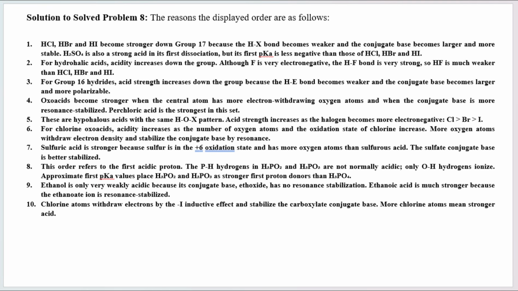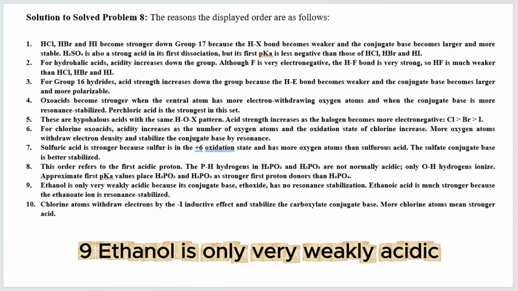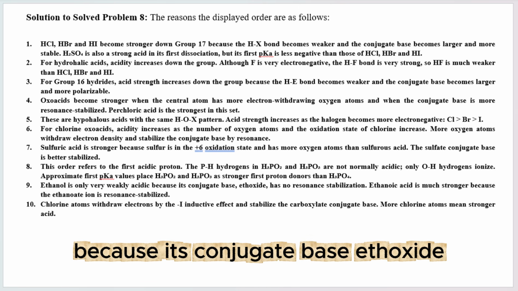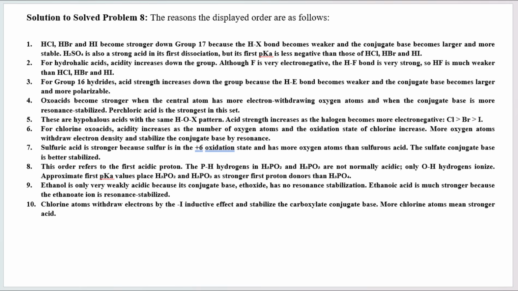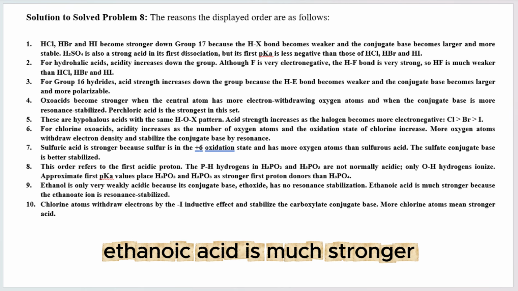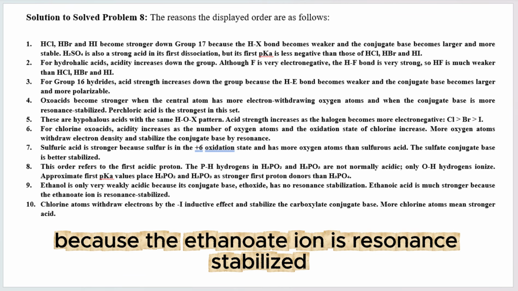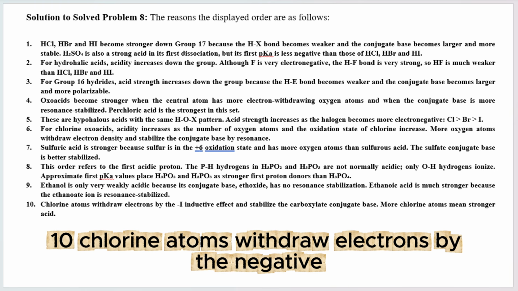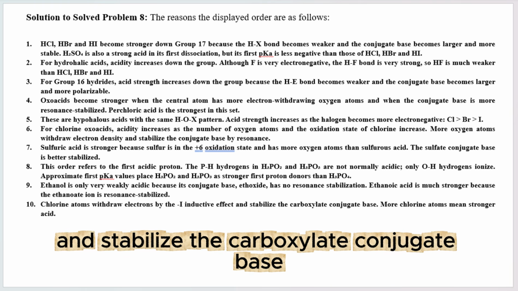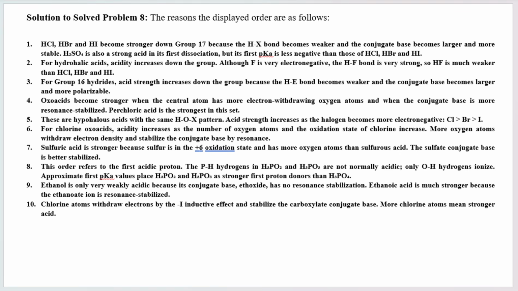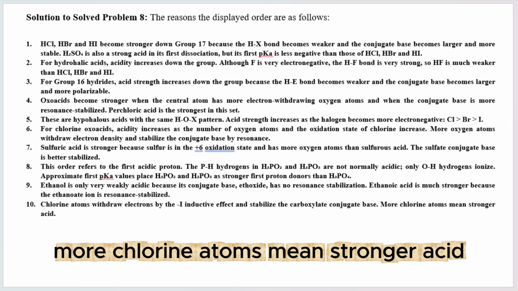H3PO4. 9. Ethanol is only very weakly acidic because its conjugate base, ethoxide, has no resonance stabilization. Ethanoic acid is much stronger because the ethanoate ion is resonance stabilized. 10. Chlorine atoms withdraw electrons by the negative inductive effect and stabilize the carboxylate conjugate base. More chlorine atoms mean stronger acid.